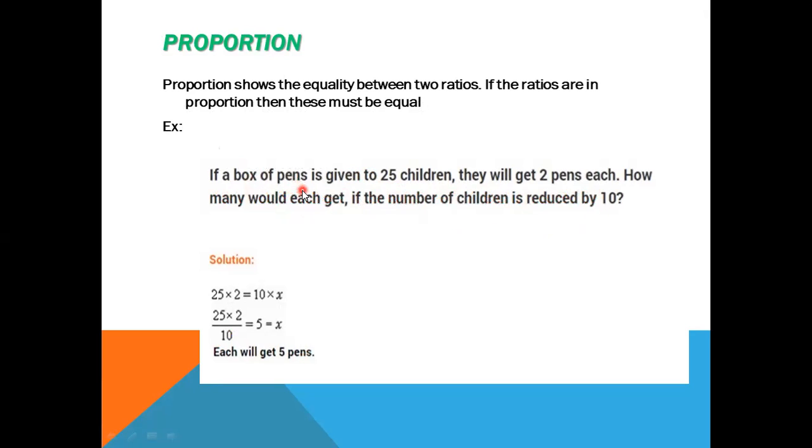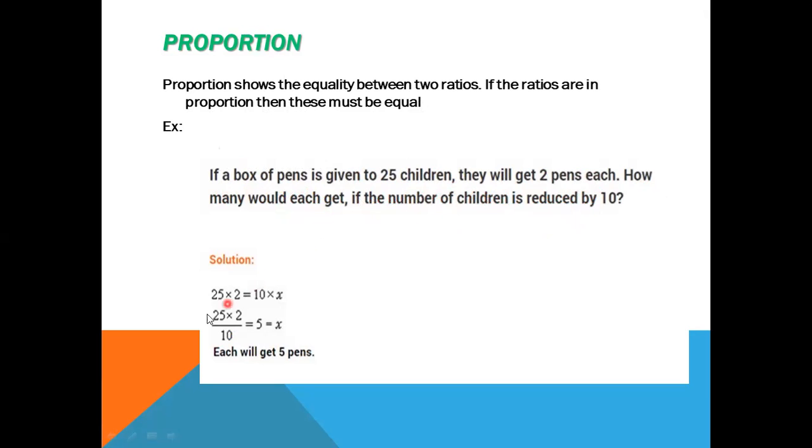See here what they have asked. One box of pens is there. This they have given for 25 children. So each child will get 2 pens. Now how many would each get if the number of children is reduced by 10? If the 25 children are reduced by 10, how many will each get?